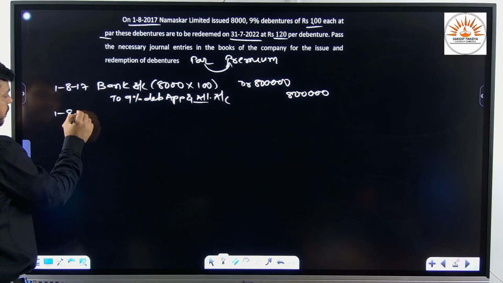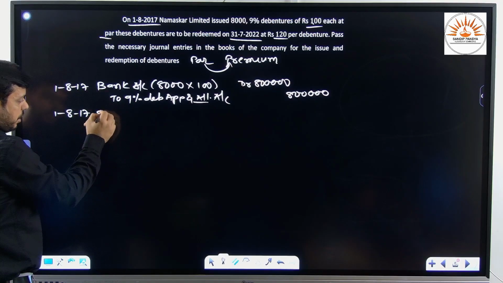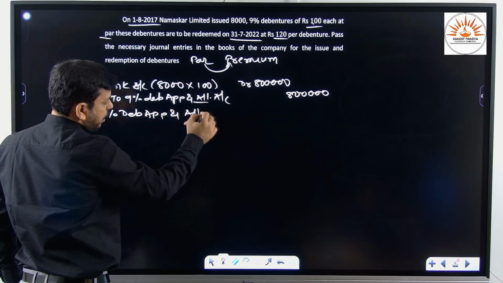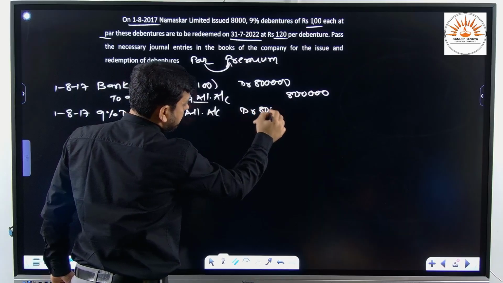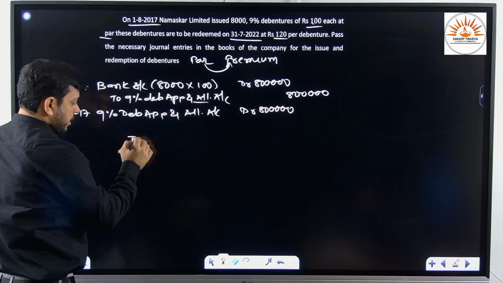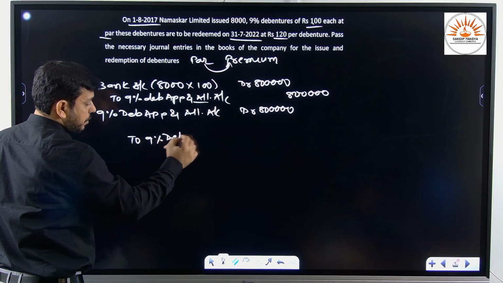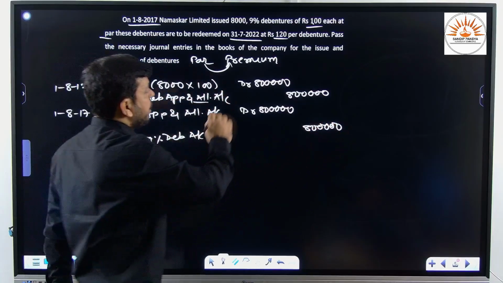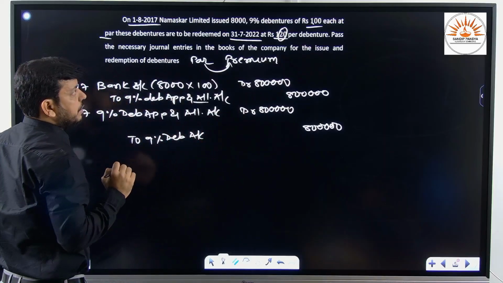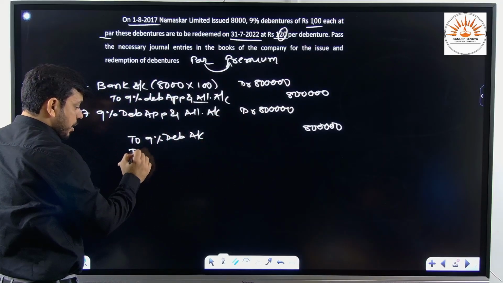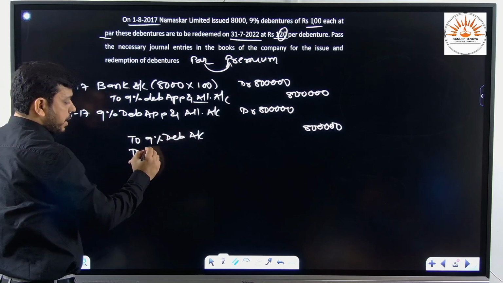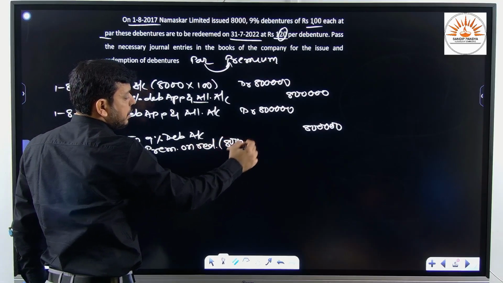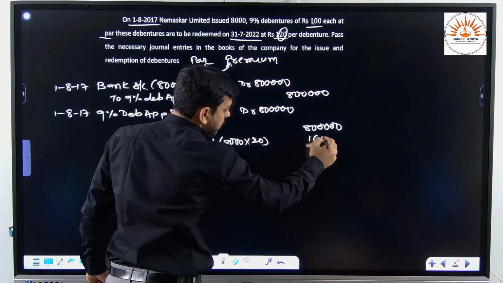On the same date, we shall pass another entry for closing the application and allotment account. Hence we shall write 9% debenture application and allotment account by the same amount, that is rupees 8 lakhs. We shall credit, as we know, 9% debenture account, that is rupees 8 lakhs. But my dear friends, on the same date, we know something. We need to pay additional 20 on this 9% debenture. Hence, on the same date, we shall credit another account, that is premium on redemption of debenture, that is 8,000 into 20, that is 1,60,000.